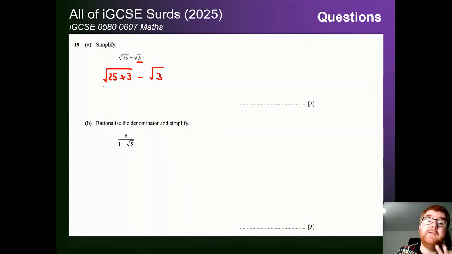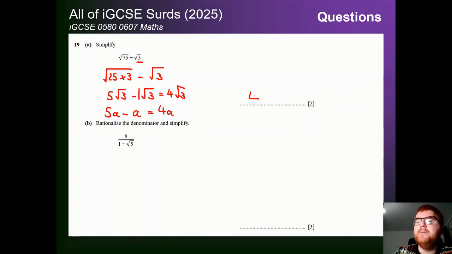So we can simplify the first surd here. Root 25 is equal to 5, so we get 5 root 3 minus root 3. Just be careful at this point. This is the same as doing 5a minus a, which would then give us 4a. So 5 root 3 minus 1 root 3 essentially is equal to 4 root 3. One of the biggest mistakes that's made on this kind of question is you forget to subtract and you add instead and put 6 root 3. Please don't do that in the exam.